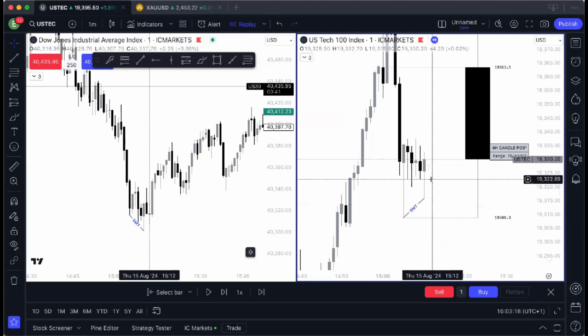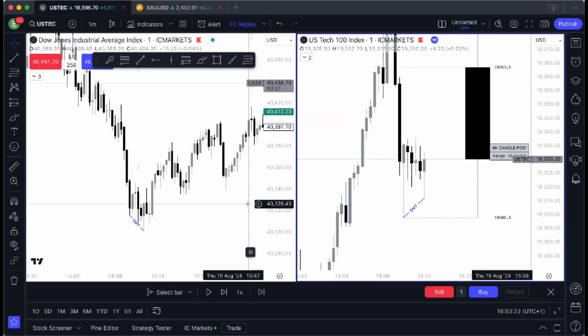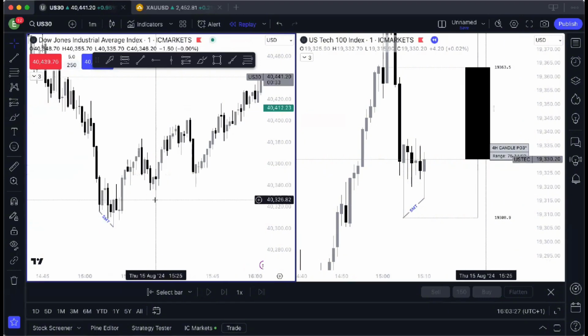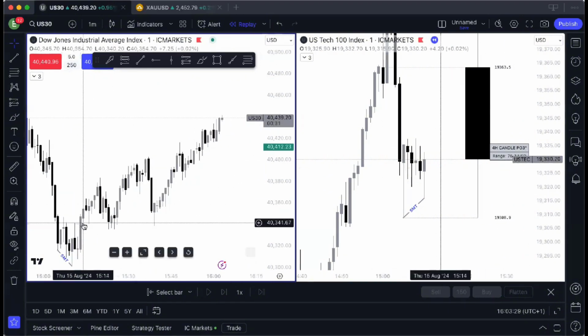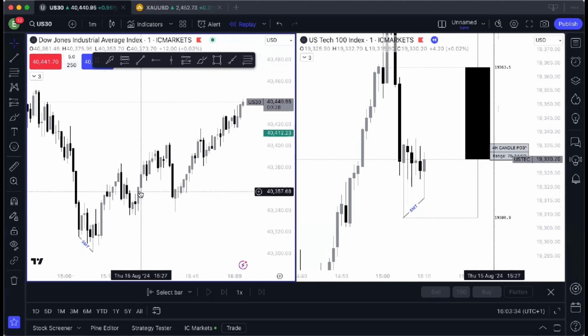I don't want to take a buy on NAS if it is weaker than US 30. I would rather look at US 30 because US 30 is stronger, so I would rather take the buy. As you can see, US 30 did end up going higher, but I just don't want to take a buy on the pair that is weaker.